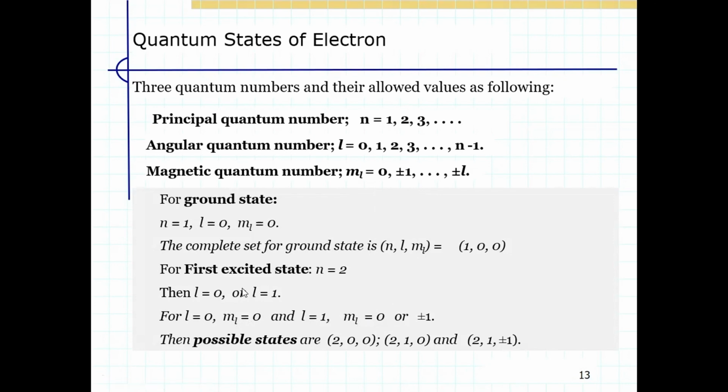So the possible states for the system: the ground state, and the first excited states are 2, 0, 0, and then 2, 1, 0, and then 2, 1, plus minus 1 due to the ML, the orientation. The two orientations are possible.